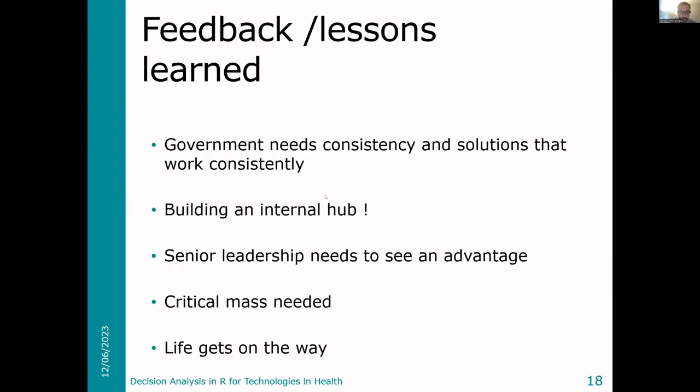So anyway, moving to the end of my talk, I'd like to say a few things about the lessons learned with regard to working with HTA or governmental agencies, but also with trying to invest time ourselves in making others comfortable using R and HTA. And especially within the government, I think the government needs consistency on what we provide and solutions that work all the time, if not the vast majority of times.